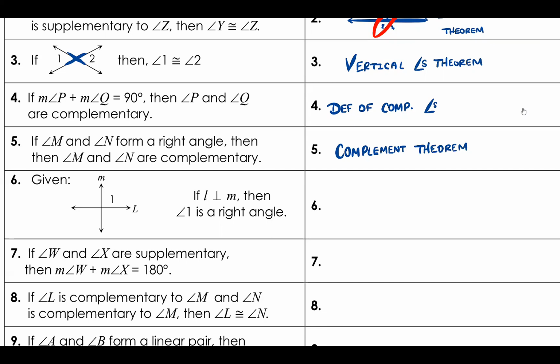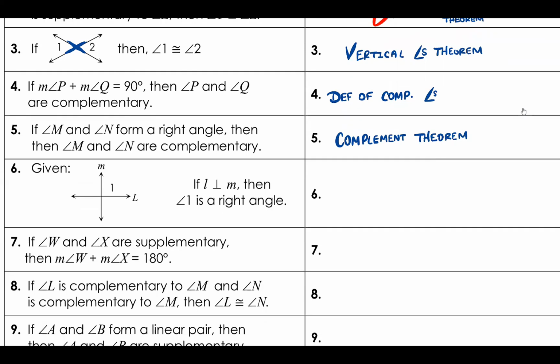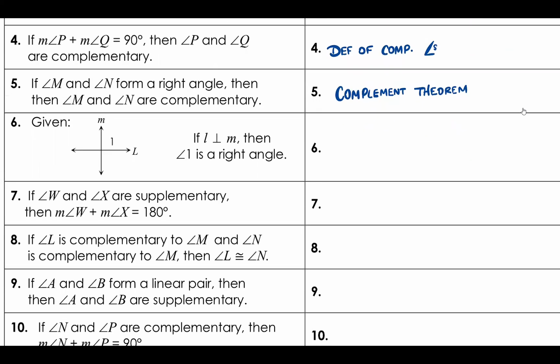If L is perpendicular to M, then angle 1 is a right angle. How do we know angle 1 is a right angle? What's that? So because L is perpendicular to M, 1 becomes a right angle. What tells us that? Nope, complements are when two angles come together to form 90. What do perpendicular lines do, guys? They form right angles. So when something is what it is, what do we call it?